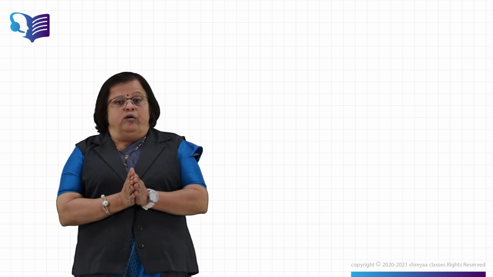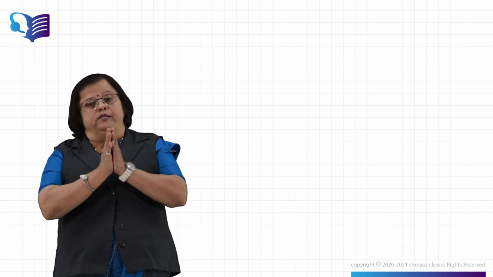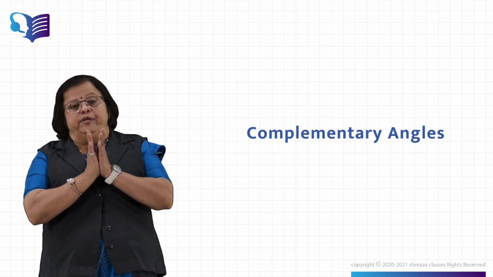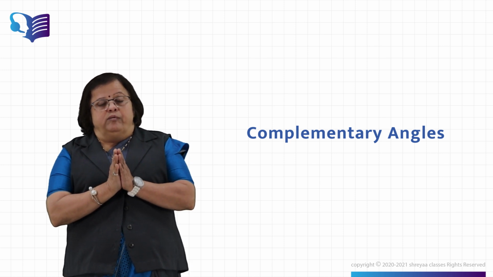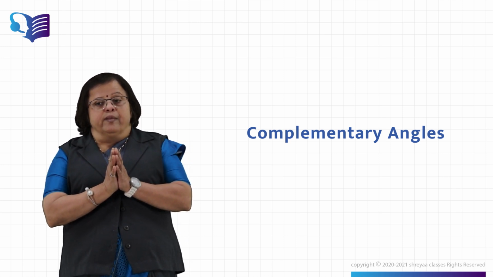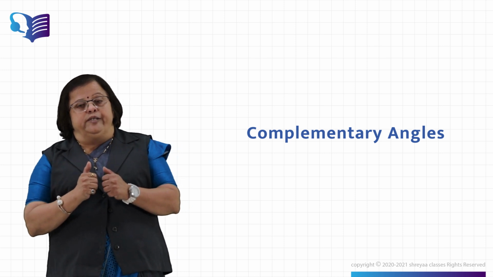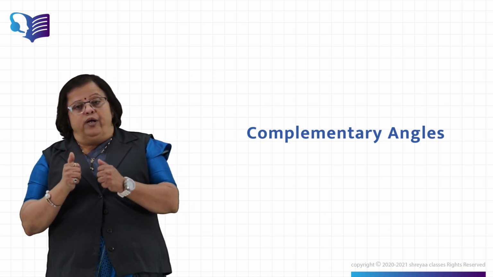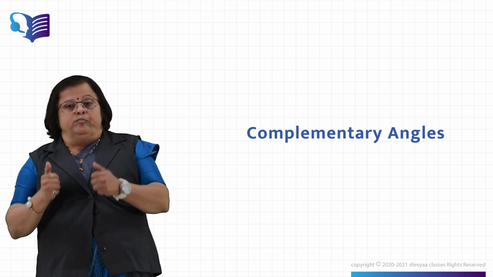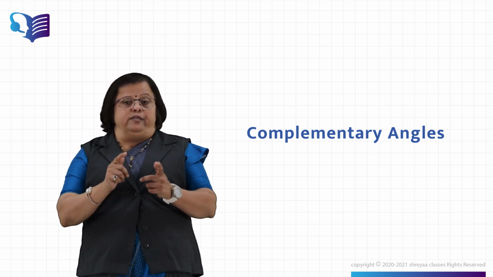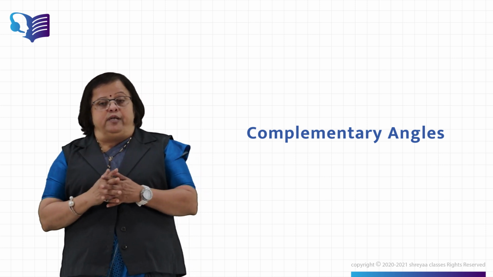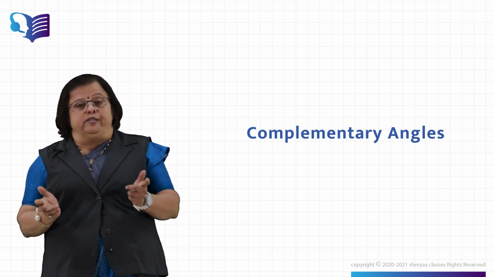Okay. Now let us see some fun again with the complementary angle. What is a complementary angle? Do you remember? If the sum of two angles is 90 degree, then those two angles are called as complement of each other. एकमेकांचे भाऊ आहेत म्हणून they are complement of each other.